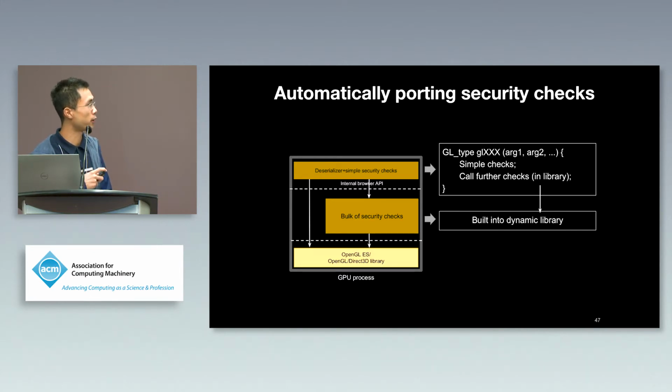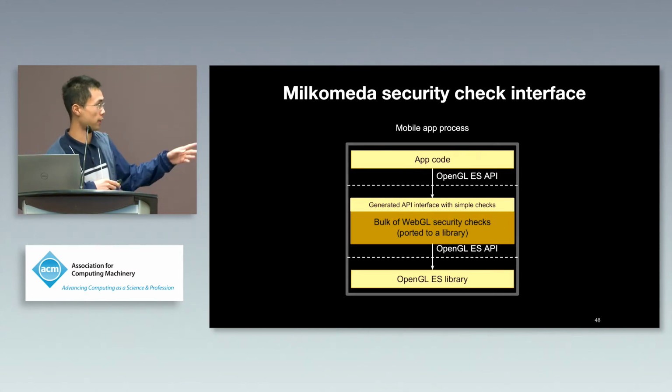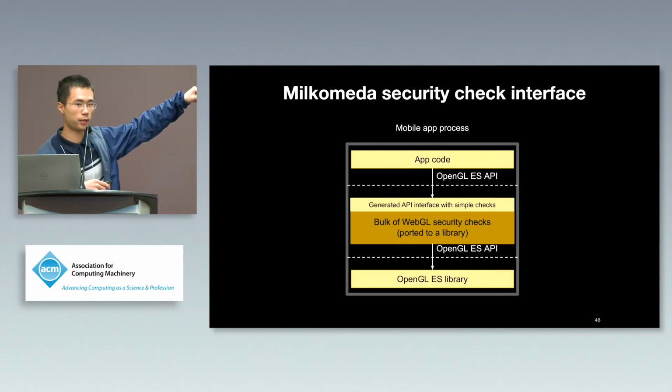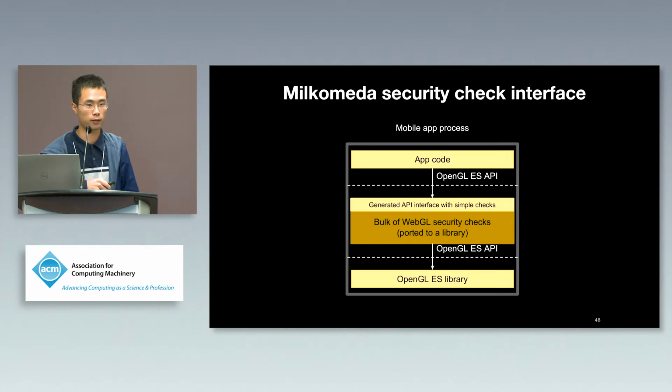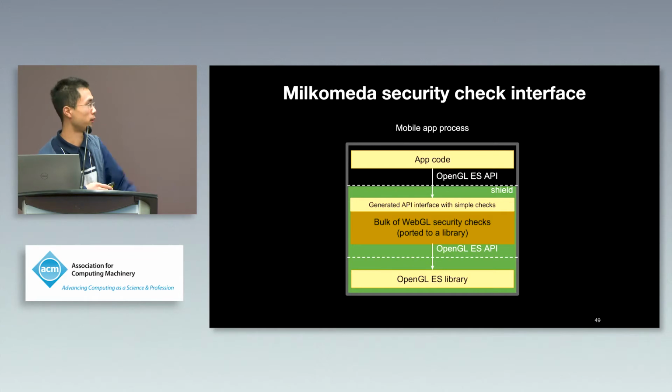We redirect the further call into the function in the library we have just built, and we remove the deserializer part. So now the Milkomeda interface looks like this. If app code wants to do any GLES call, it would just use a standard OpenGL ES interface and will call the generated API interface. It will then call into this bulk of security checks we build as a library, and then it will execute on the GLES library. That is all the thing we put in the shield.